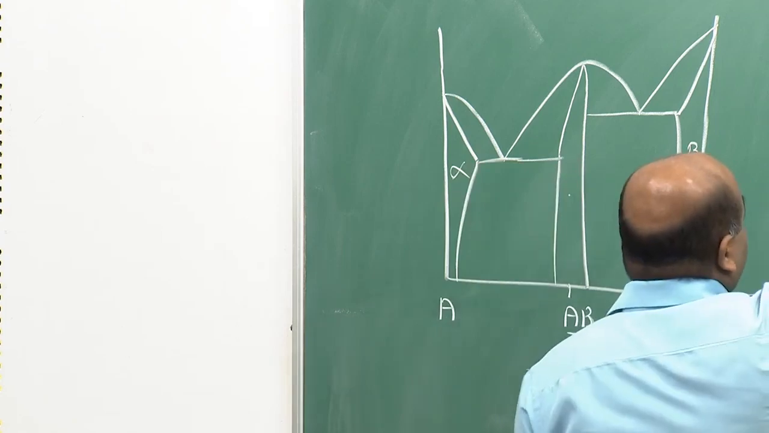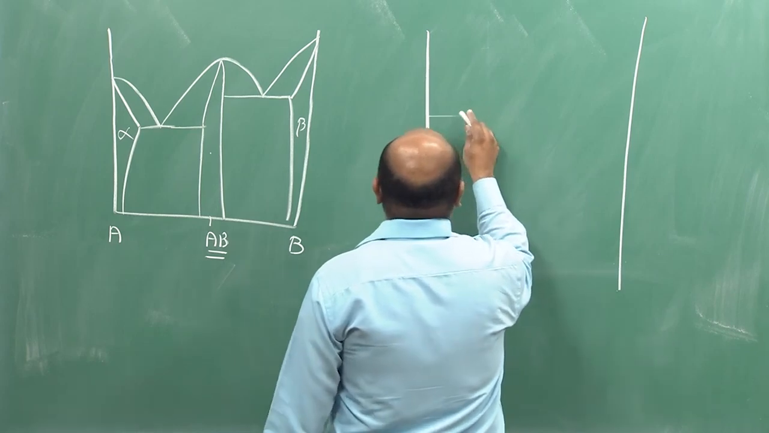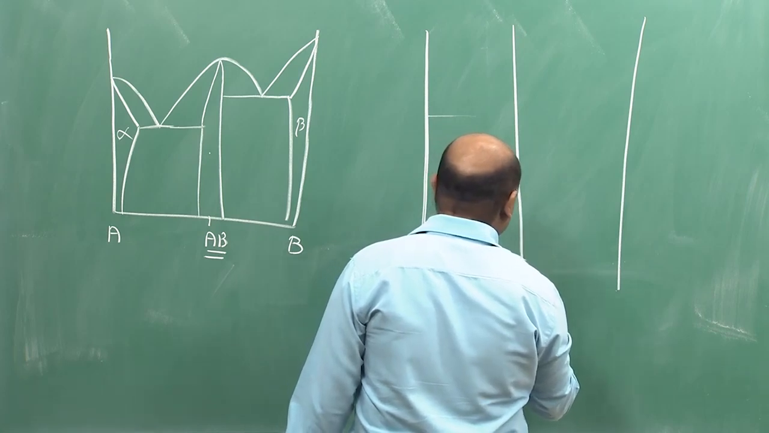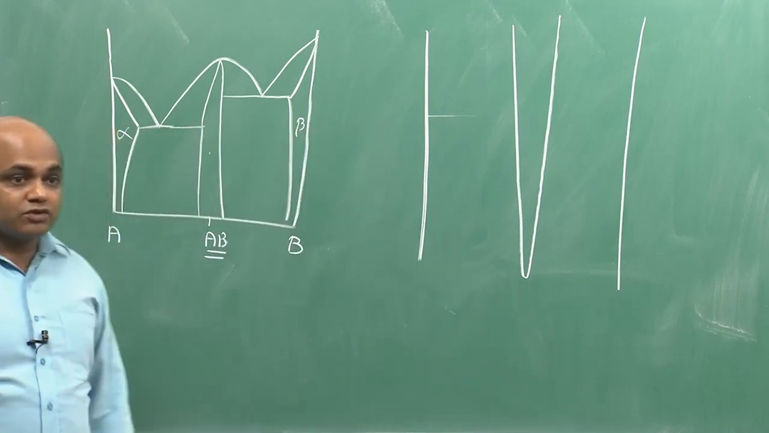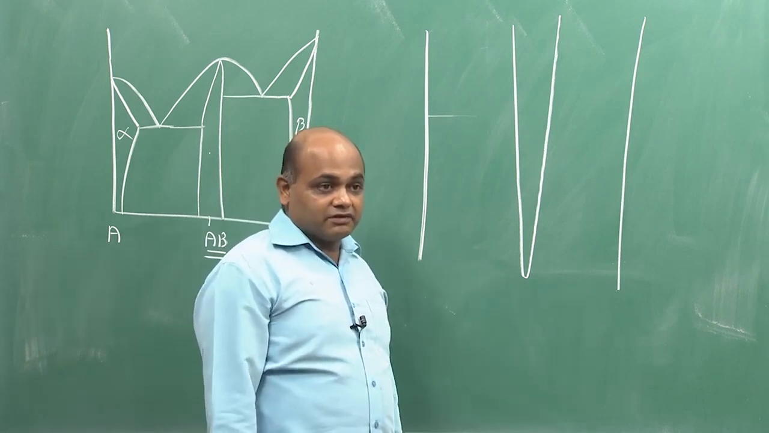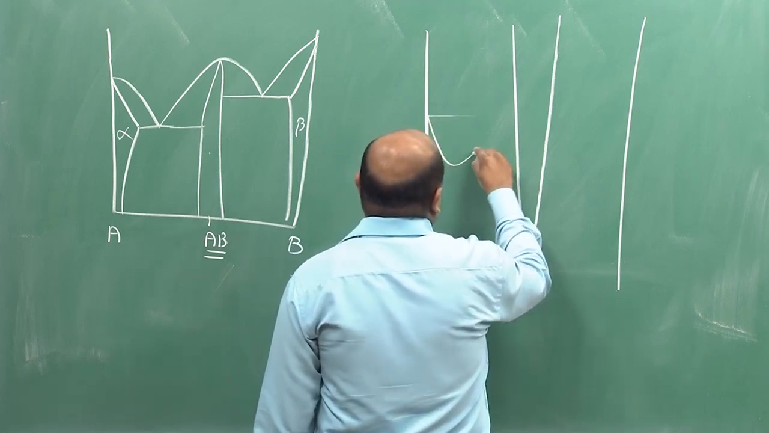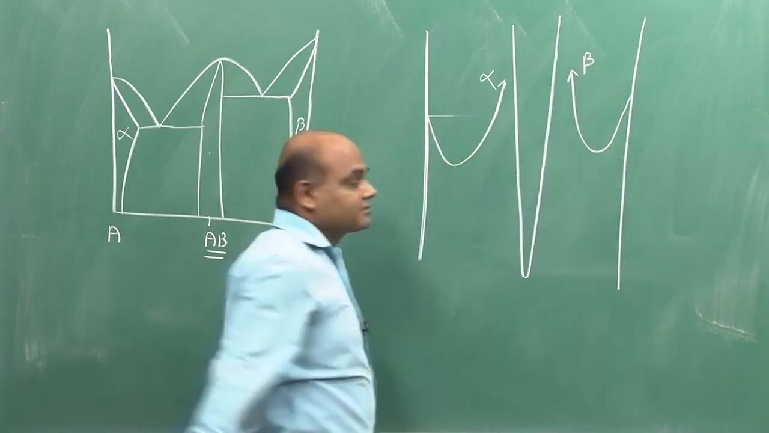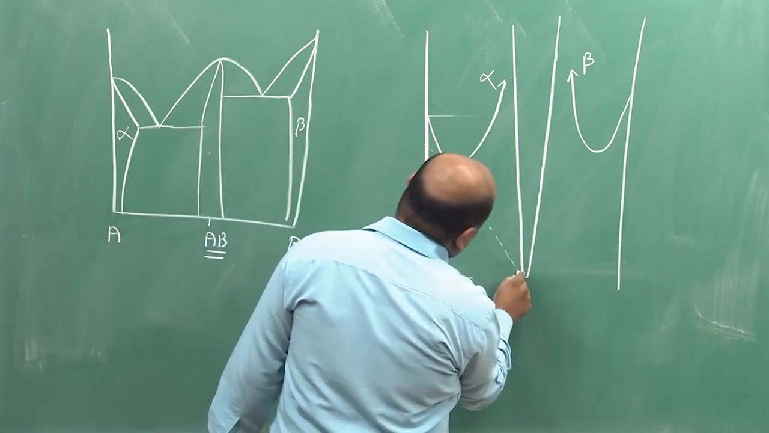And typically, the Gibbs free energy curve for this intermetallic will be very sharp, because delta H mixing is so highly negative that it develops such a sharp delta G mixing curve, right. And then we can draw one curve for alpha, a curve for beta, and we can determine the two phase regions by the method of common tangent.